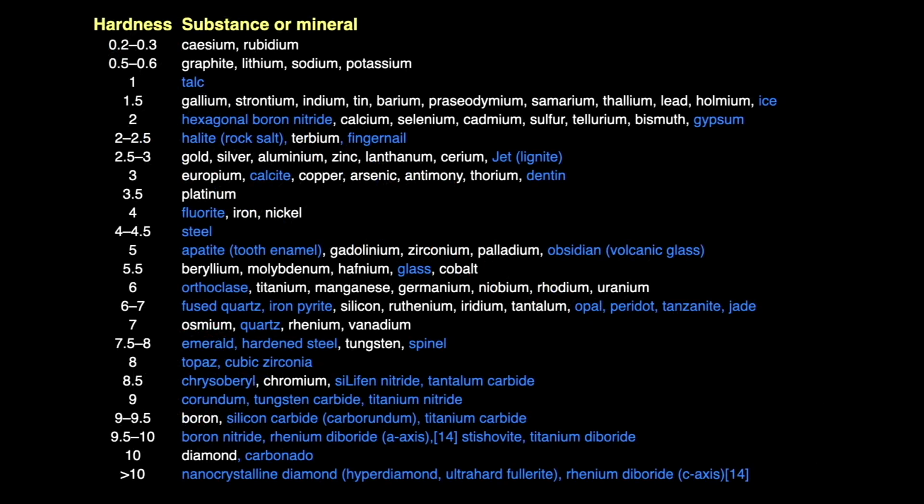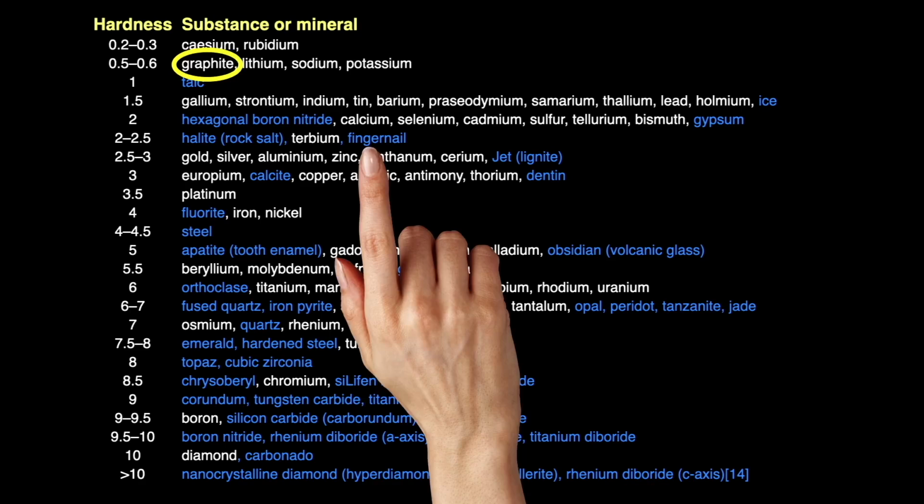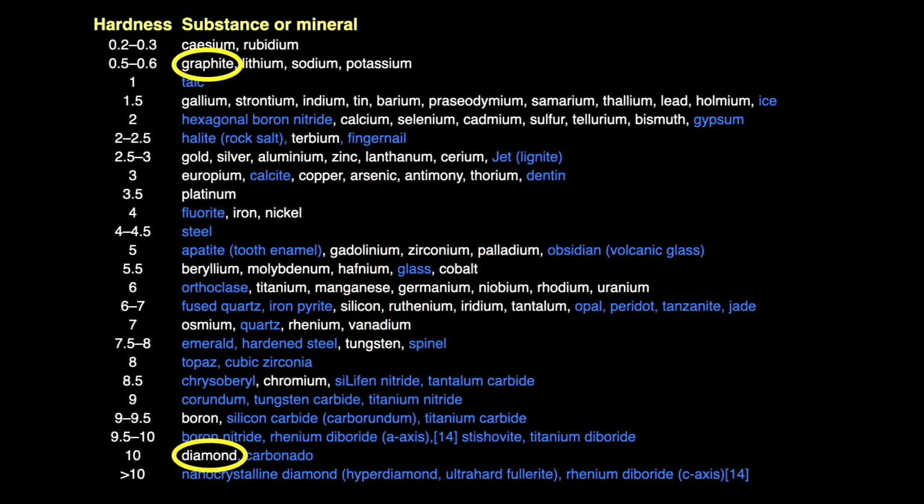Carbon in the form of graphite is a very soft element, coming in at 0.5 on Mohs scale of hardness, a lot softer than your fingernail at 2.5. In diamond form, it's the hardest known element at 10.